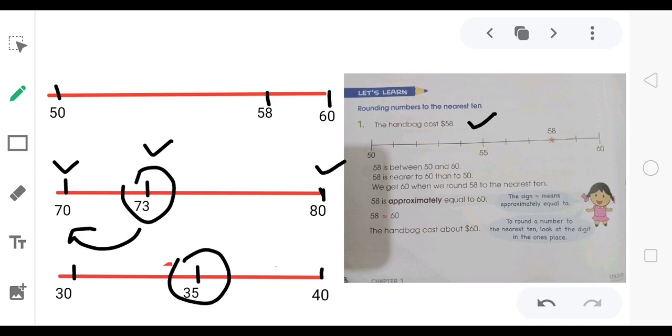The other one is $35. Look over here, 35. 35 lies between 30 and 40. 5 is equal to 5, or 5 is a strong number, so it pushes 30 to the next tens. That is 4 tens, and it is 40. So when you round off 35 to the nearest 10, it becomes 40.